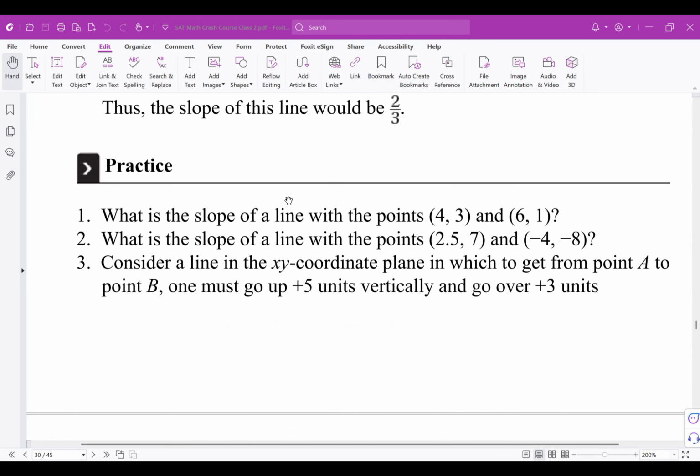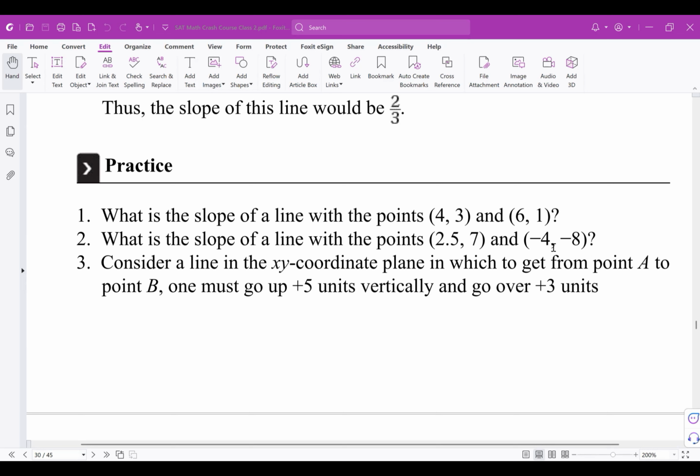I think this is a nice problem to go on. Consider a line in the xy coordinate plane in which to get from point A to point B, one must go up 5 units vertically and then go over 3 units.